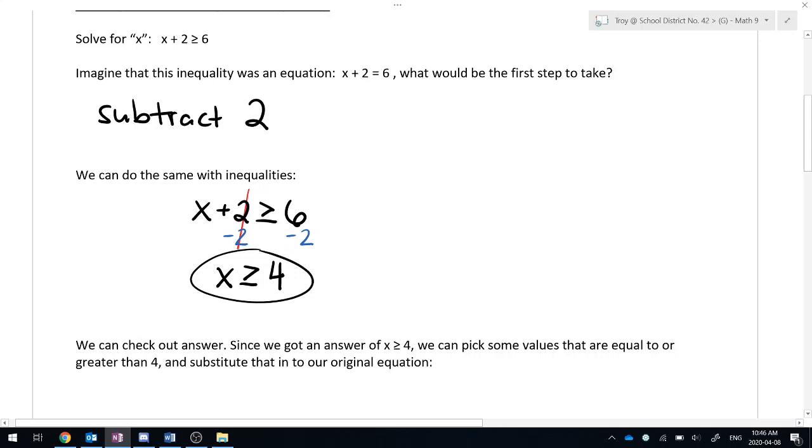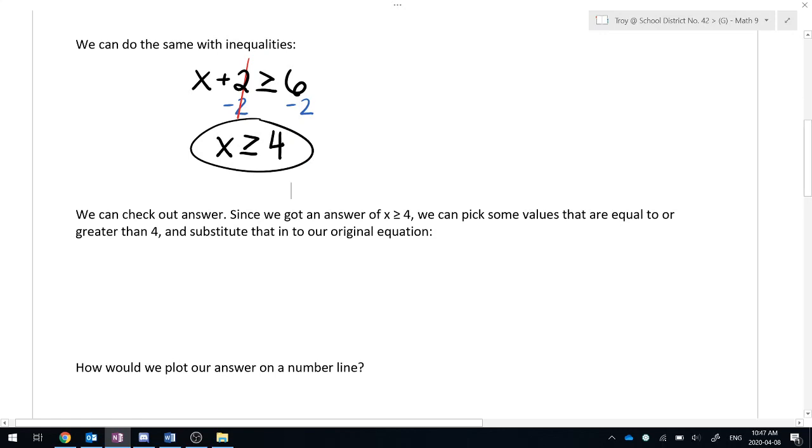So what is this saying? If we take our original equation, or I guess I shouldn't call it an equation, because an equation means there's an equal sign. I should say this is an inequality. Take our initial inequality, and as long as we put a number in for x that's equal to or greater than 4, it will make the inequality true. It will be satisfied.